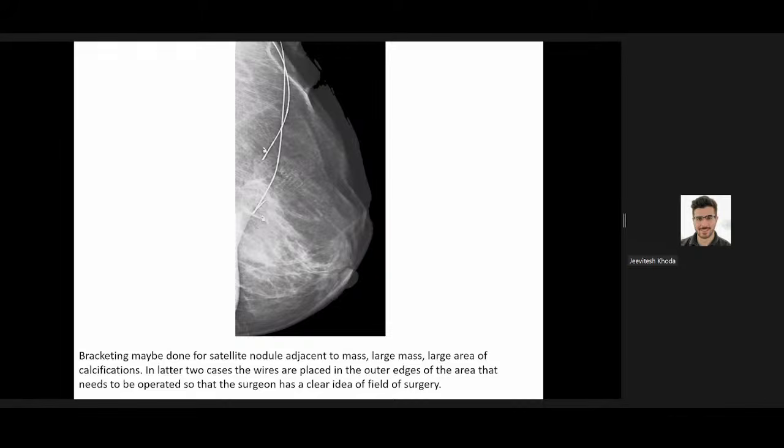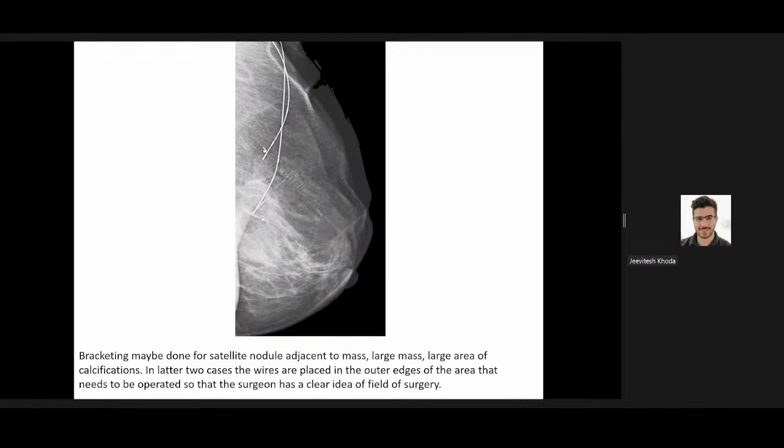So, another thing, which is not very common but depending on the situation, is that bracketing can be done. And this is usually for cases like this one, where there was a large mass here and a satellite nodule here. So this is post chemo, before the surgery. So the lesions are not well appreciated now.